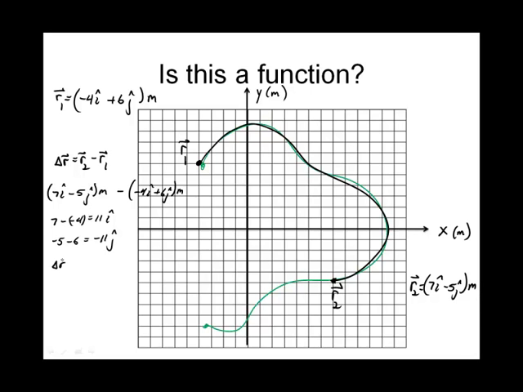And so the displacement, delta r, is 11i minus 11j meters. So the displacement vector is from here to there. Well, if I look at that, I've got 1, 2, 3, 4, 5, 6, 7, 8, 9, 10, 11 meters to the right. 1, 2, 3, 4, 5, 6, 7, 8, 9, 10, 11 meters down. And so indeed this delta r, this displacement, is 11i minus 11j meters.